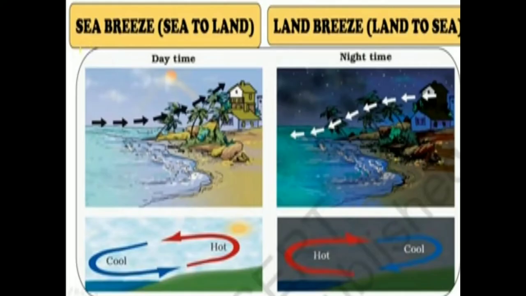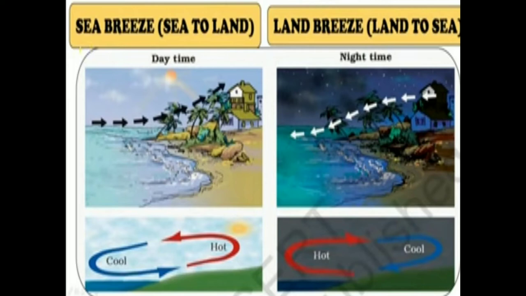Okay, the next concept is a sea breeze or a land breeze. The people living in the coastal areas experience an interesting phenomenon during the day. The land gets heated faster than the water. The air over the land becomes hotter and rises up. The cooler air from the sea rushes in towards the land to take its place. The warm air from the land moves towards the sea to complete the cycle.